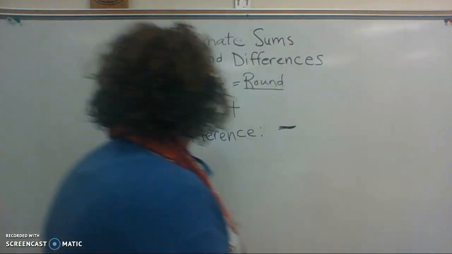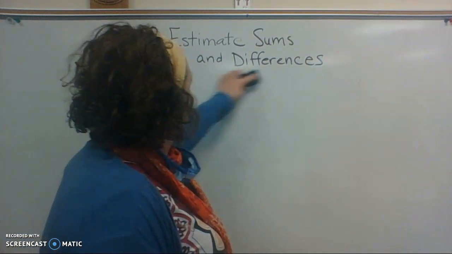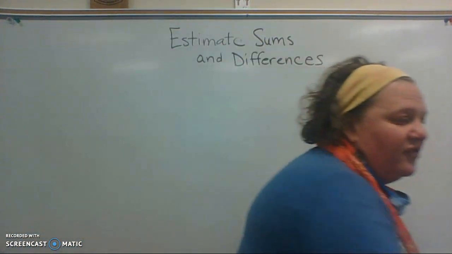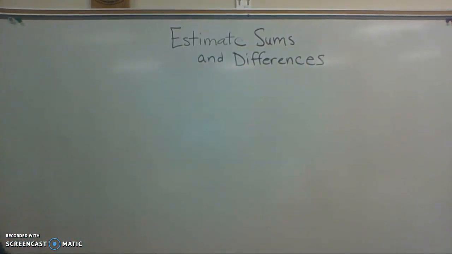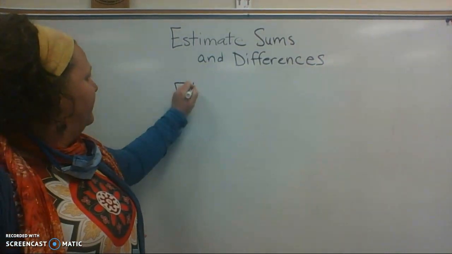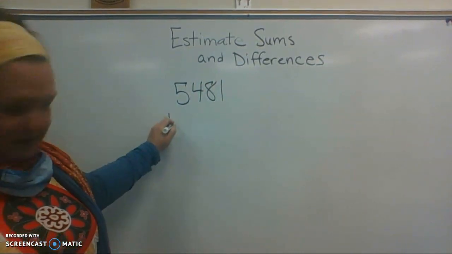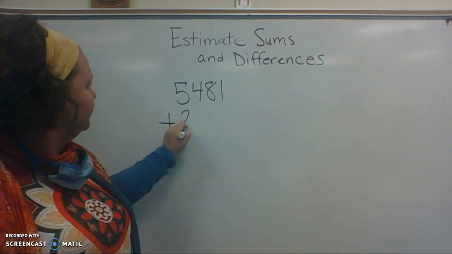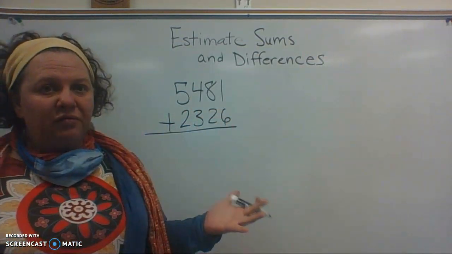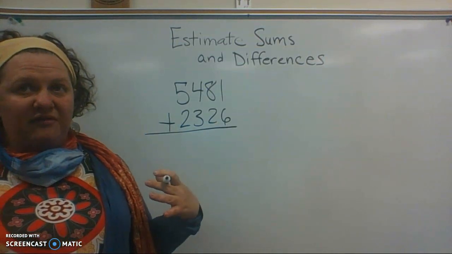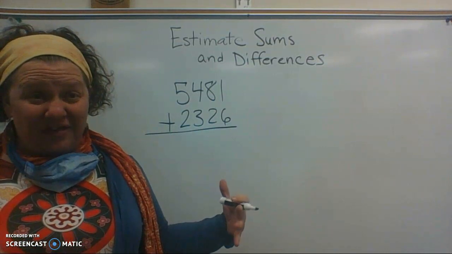All right, so I'm going to erase this part. Hopefully you guys got that in your notebooks. And now we're going to try it out in practice. So the first problem we're going to do is 5,481 plus 2,326, okay? The reason why we're learning how to do this is because we're eventually going to be actually adding these together and adding larger numbers together.